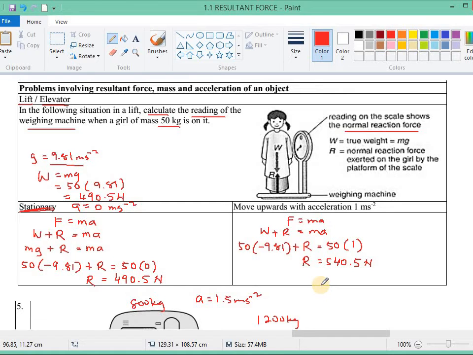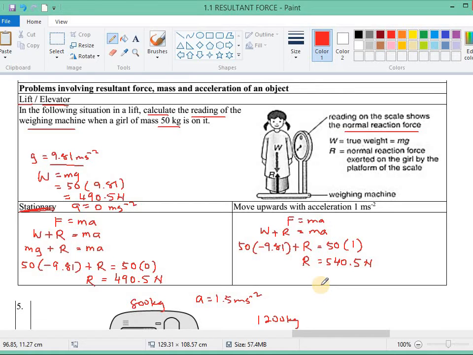Actually, you can experience this if you go to a building that has a lift. Bring a weighing machine with you, and try to see what happens to the reading when the lift is going upward. When the lift is not moving, the reading shows your weight. But when the lift is accelerating upward, the reading will be greater than your weight.